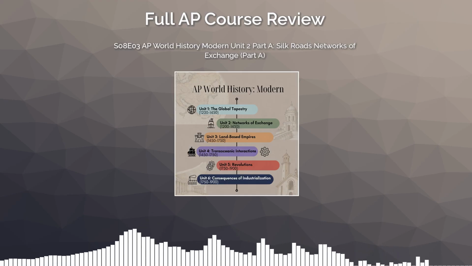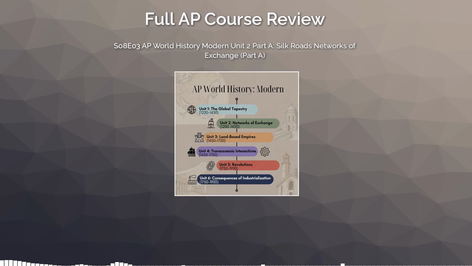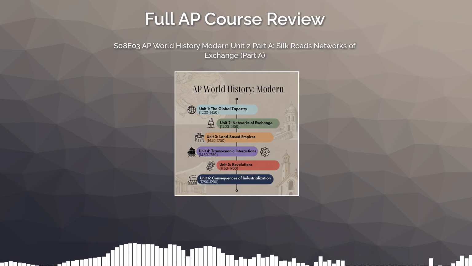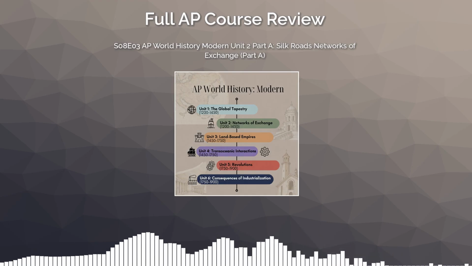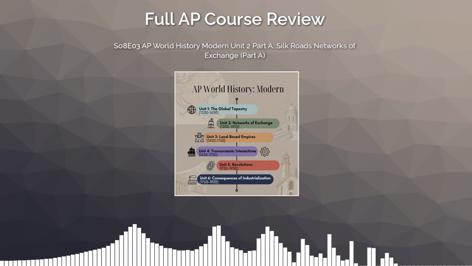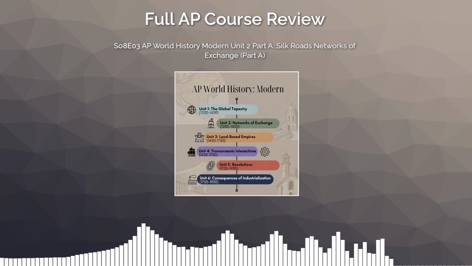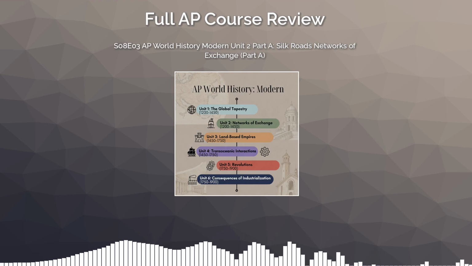Common traps and FRQ precision. Watch out for a classic MCQ trap. The question will describe a merchant traveling the full length of the Silk Road and ask you to identify what's accurate. The answer that says relay trade meant merchants typically covered one leg of the journey is almost always correct, not the option suggesting individual merchants made the full trip.